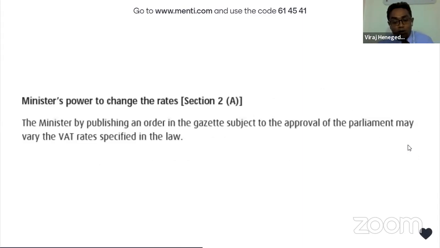Minister's power to change the rates. Now you might wonder, I told earlier the rate was 15%. For your exam purposes, they will be testing that 15% rate, but right now the rate is 8%. Who is having that authority? The Minister of Finance. The Minister, by publishing an order in the Gazette subject to the approval of the Parliament, may vary the VAT rates specified in the law. Even in future, they might increase the VAT rate because the Minister is having that authority. Right.